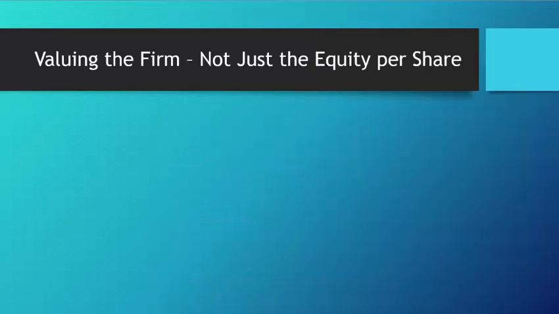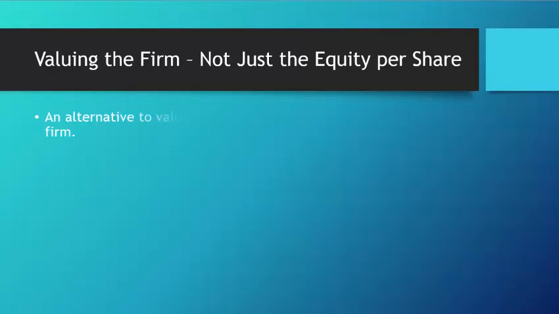Now, in addition to that approach, and I'm trying to give you two or three or four different approaches because over the next few homework assignments, we're going to be doing all of these different approaches. There was first off the dividend discount model. Second, a valuing of the firm using cash flows to shareholders. And now third, we're going to be valuing the total firm, not just the equity per share.